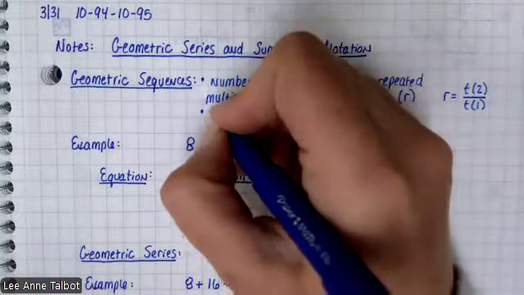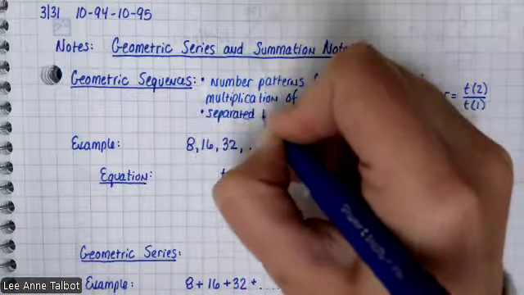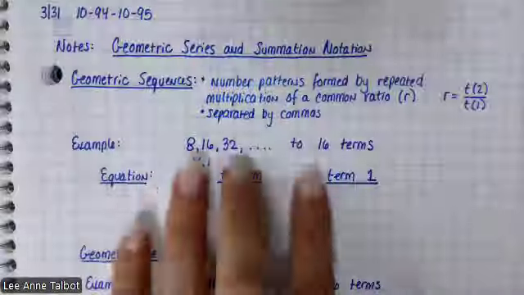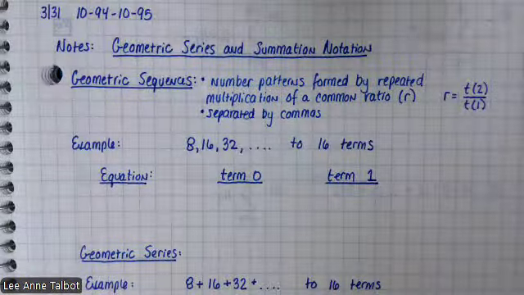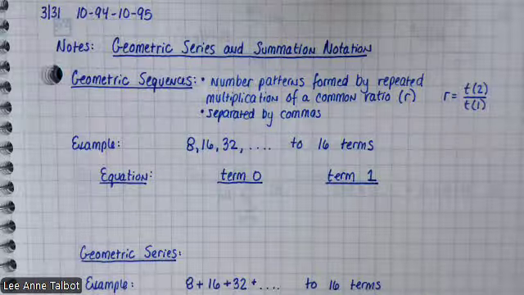Okay, and then the last thing is they're separated by commas. And this is my hope that you guys will see the difference between a sequence and a series. So sequence is comma, series is adding.